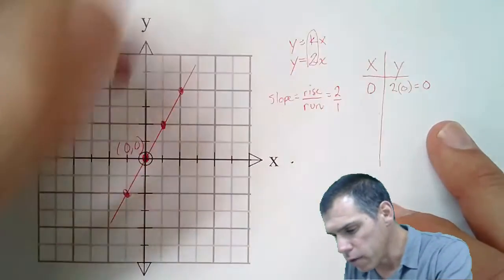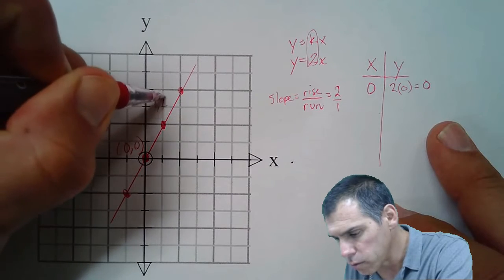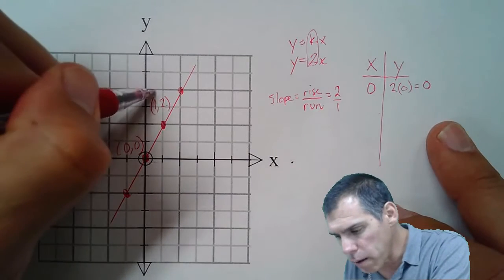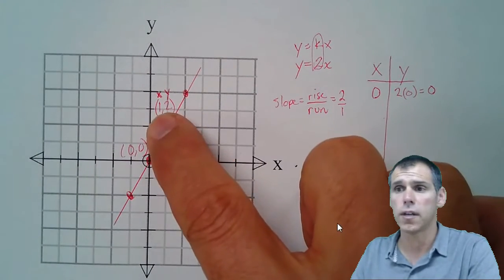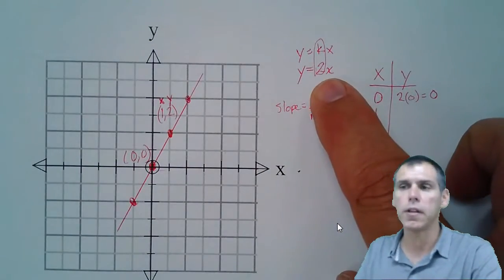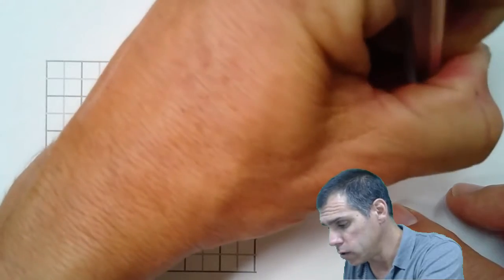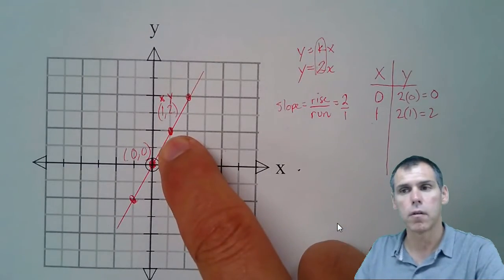The next point is 1, 2. 1 on the x and 2 on the y. And remember, these are called ordered pairs. The first number is always the x number, and the second number is always the y number. So if x were 1, then I would plug it into my little equation here, 2 times 1. 2 times 1 is 2. And so I have the point 1, 2. And that is that point right there.